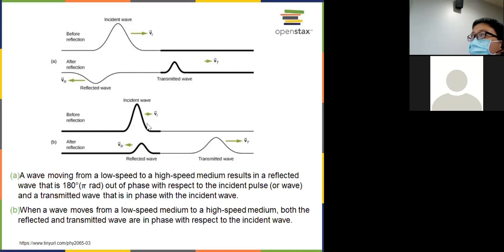Now this is significant when we talk about light refraction later in the semester. But keep in mind, if you are going from thicker to thinner, the reflected wave does not have a phase shift. Otherwise, it does.